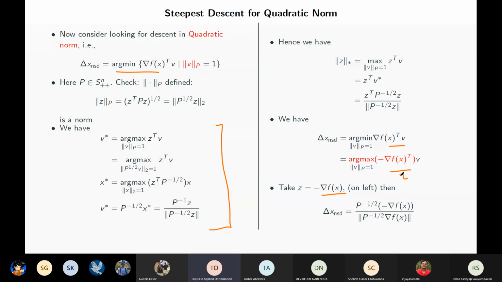This is our Z now. So this is our Z according to the calculations that we have done. So this is what we need here. If I substitute Z by minus grad fx, that's what I need, and for that case, then I can obtain this. So Z will be minus grad fx, and then delta x NSD will be, yeah, so I put Z to be minus grad fx divided by norm of p minus half grad fx. So this is the estimate I'm going to have.